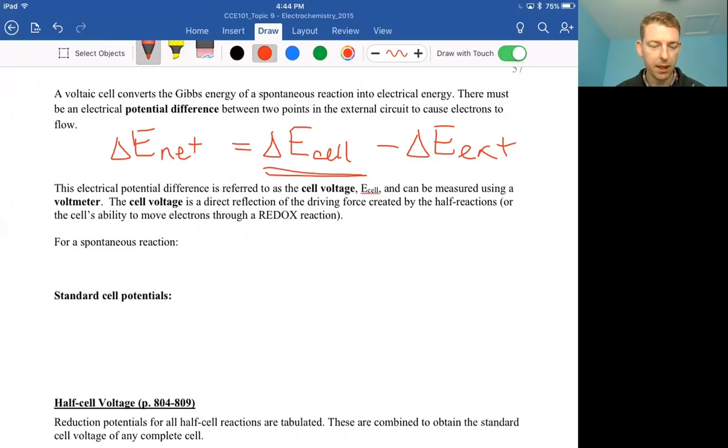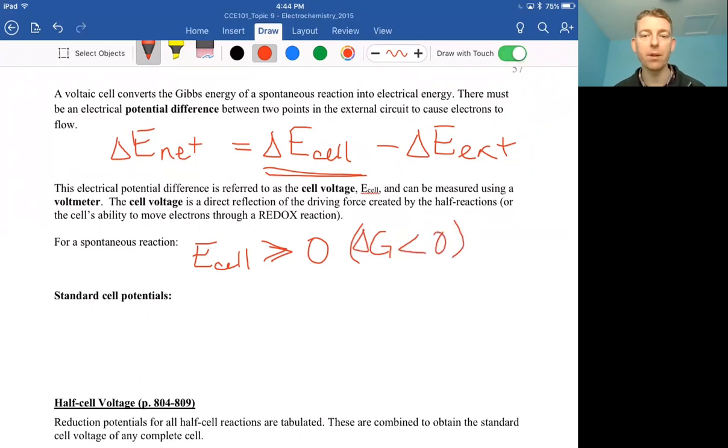So bear in mind the E cell for a spontaneous reaction is always going to be positive. So we're going to see that as greater than 0. And bear in mind again that delta G has to be less than 0 for the same thing. So you can see that there's going to be a negative relationship between them eventually, which we will talk about.